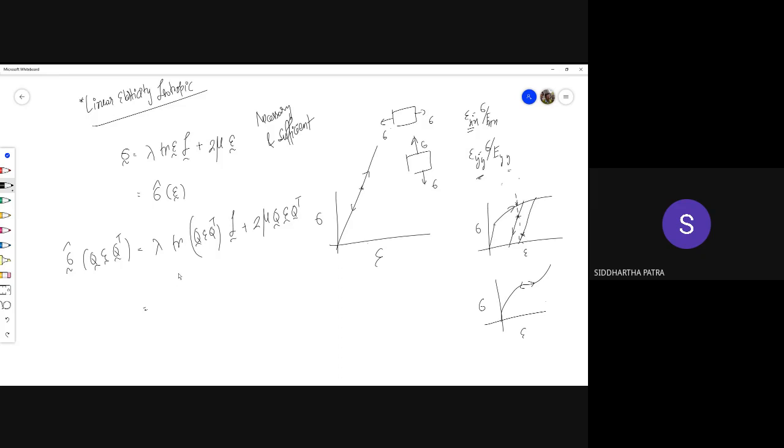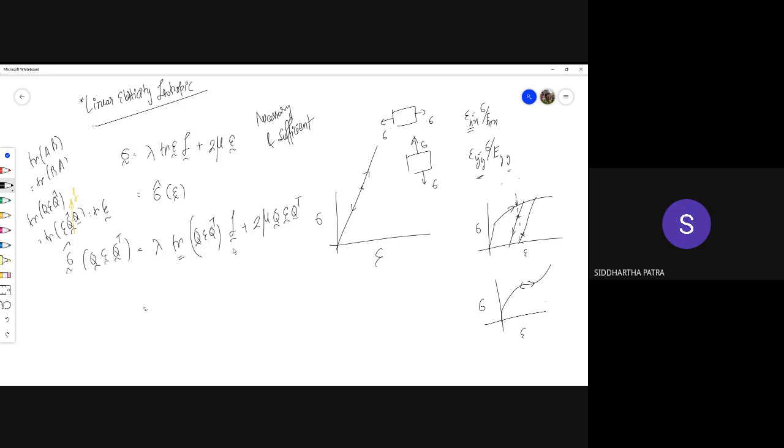Now think about it. Trace is an invariant and it doesn't change if the matrix is rotated. Also, we know that trace of AB is a trace of BA, which basically means trace of Q epsilon Q transpose is a trace of epsilon Q transpose Q, but then Q transpose Q is an identity tensor. So this right here is trace of epsilon.